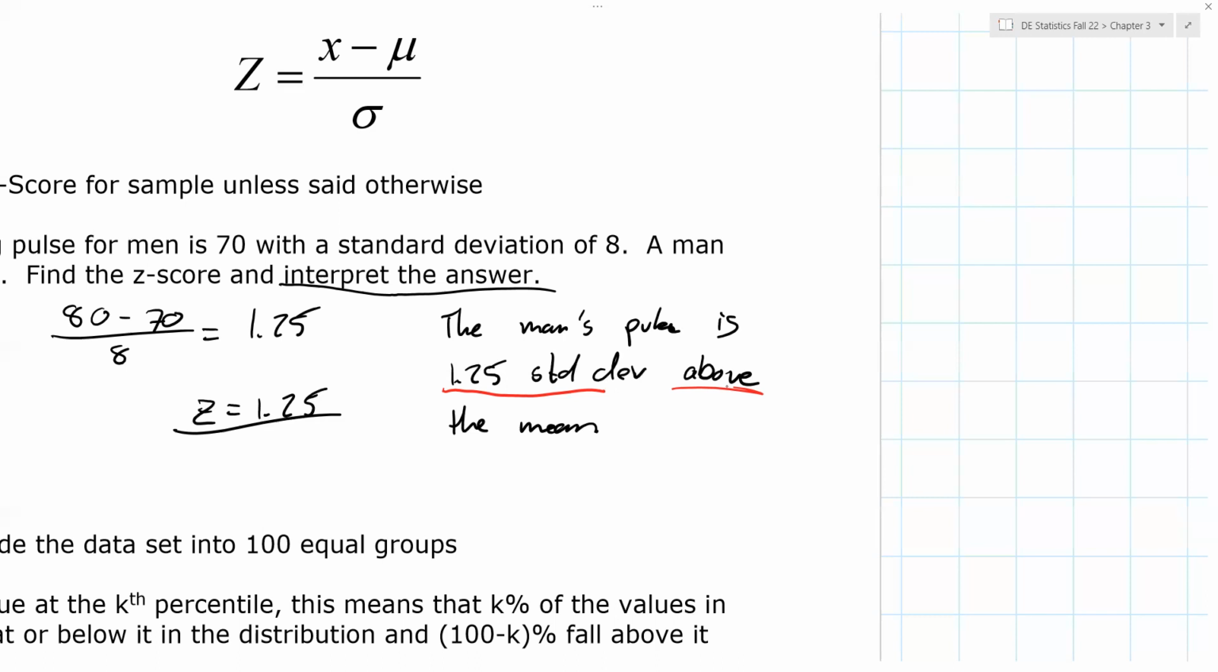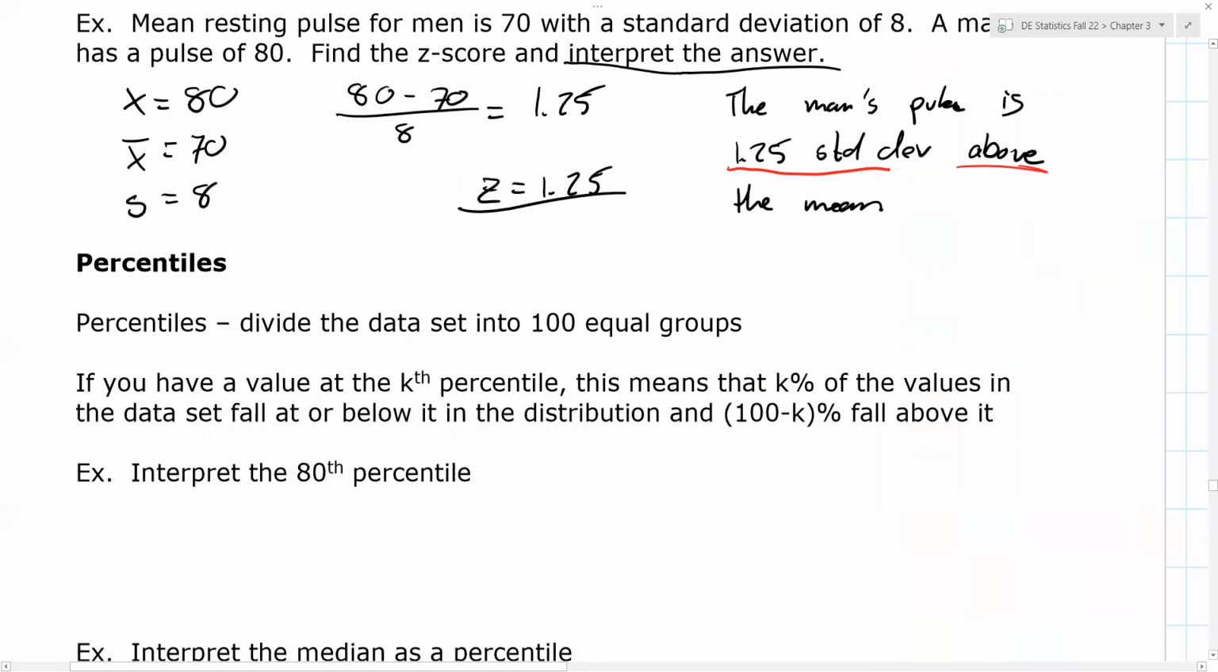And then when it asks you to interpret your answer, you need to tell me how far above or below average you are in terms of standard deviations. And you need to tell me whether you're above or below. So those are the two pieces, the magnitude and whether you're above or below. All right, that is z-scores. We come back to z-scores starting in chapter 7 and 8, and then we use those z-scores a lot through the rest of the semester.